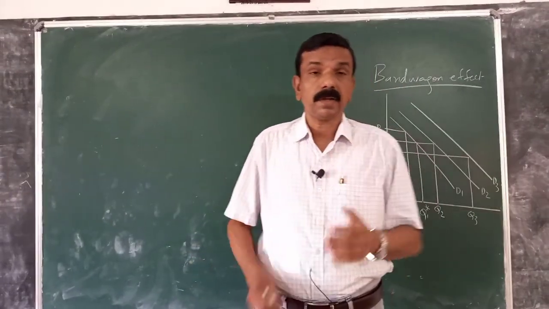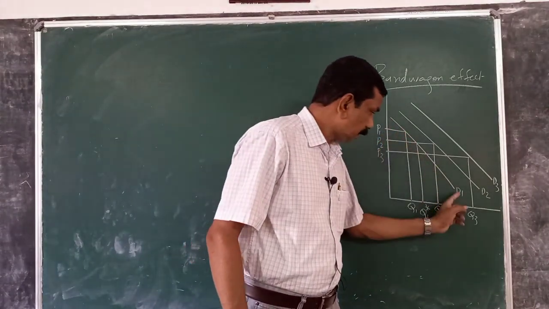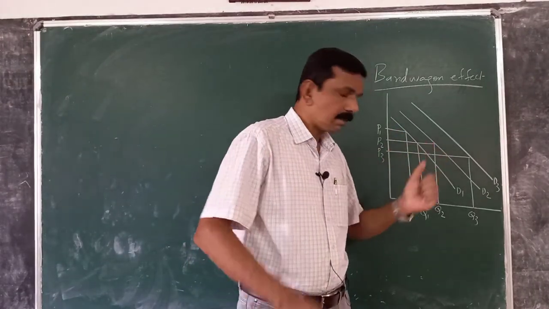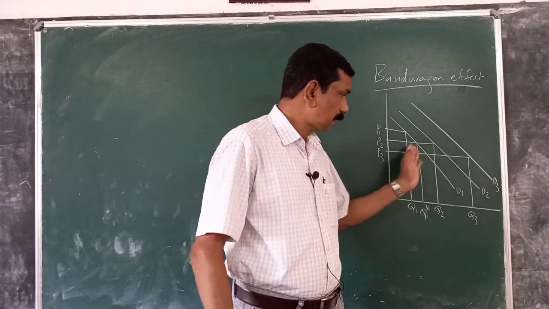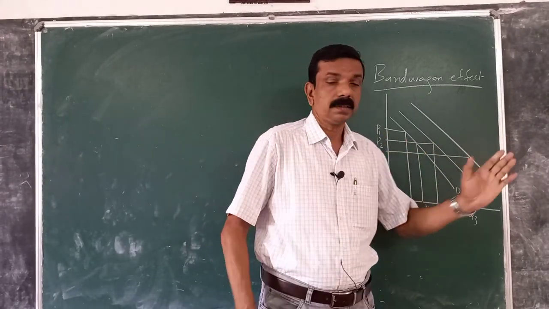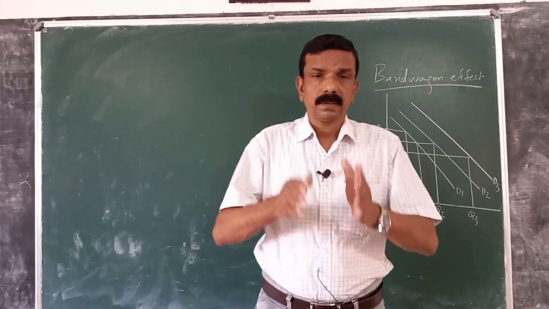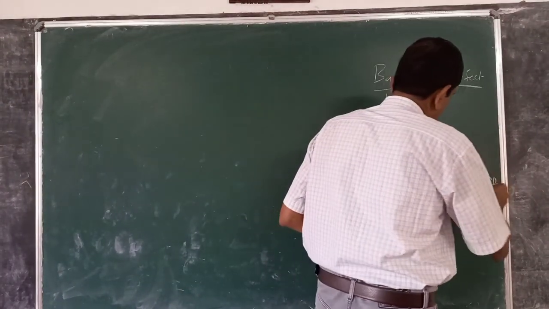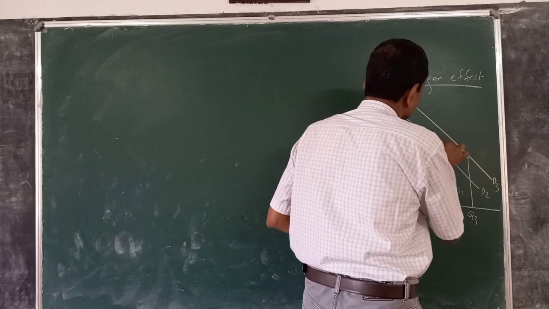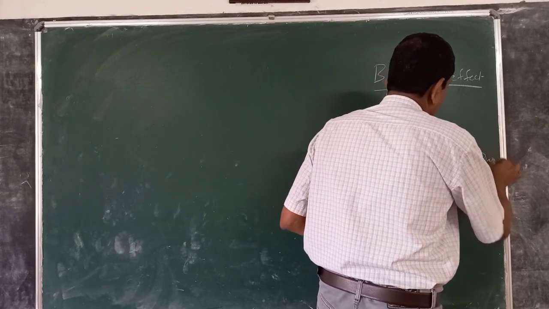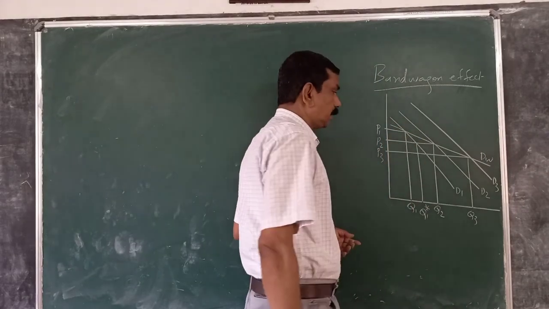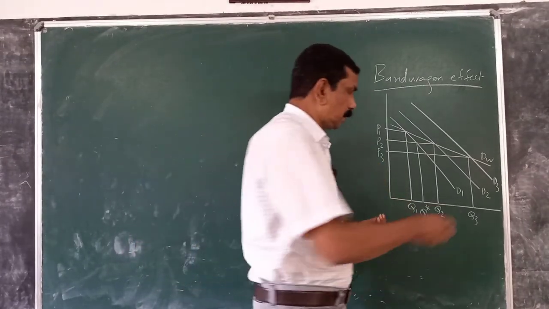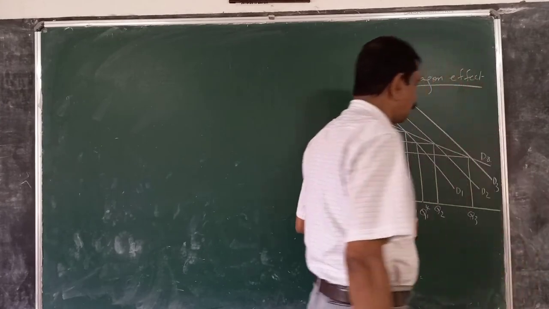If there is no bandwagon effect, the price-quantity relation is shown by D1. But due to the bandwagon effect, when more and more people purchase the commodity, quantity demanded will increase and there is a shift in the demand curve. And tracing the locus of these equilibrium points of the outward shifting demand curves, we have what is known as DB, the bandwagon demand curve.